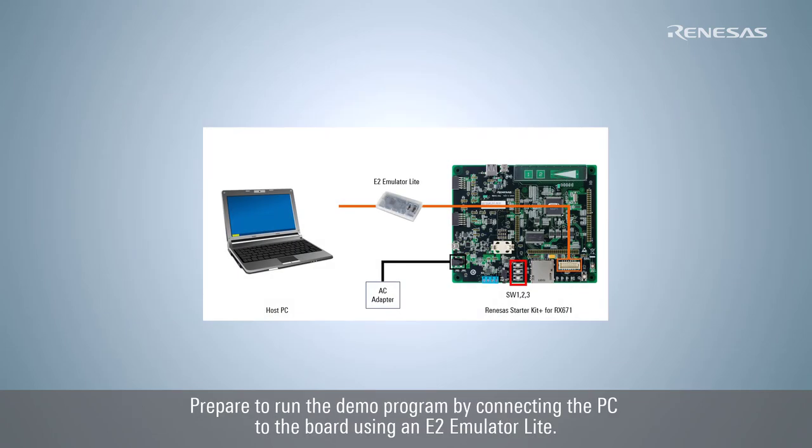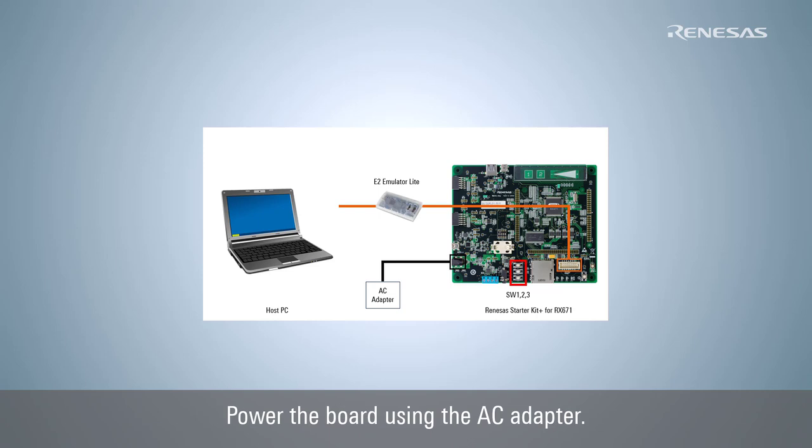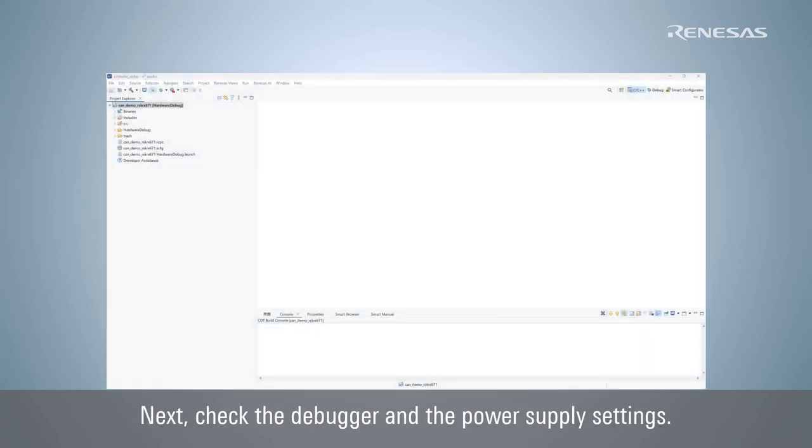Prepare to run the demo program by connecting the PC to the board using an E2 emulator Lite. Power the board using the AC adapter. Next, check the debugger and the power supply settings.